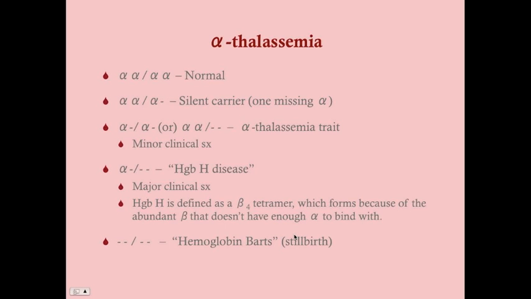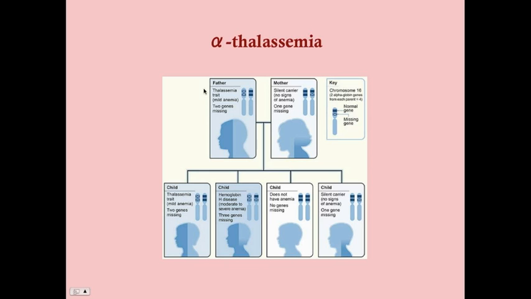And then no alpha at all, that's hemoglobin Bart's, and generally you don't survive that after birth. Usually they're stillborn or they die shortly thereafter. And that's called hemoglobin Bart's because what you have in those patients are gamma tetramers. Because remember, what beta is in adults, gamma is in fetuses. So they have gamma-4 tetramers, and that's called hemoglobin Bart's. So this is just showing how the genes are passed on.